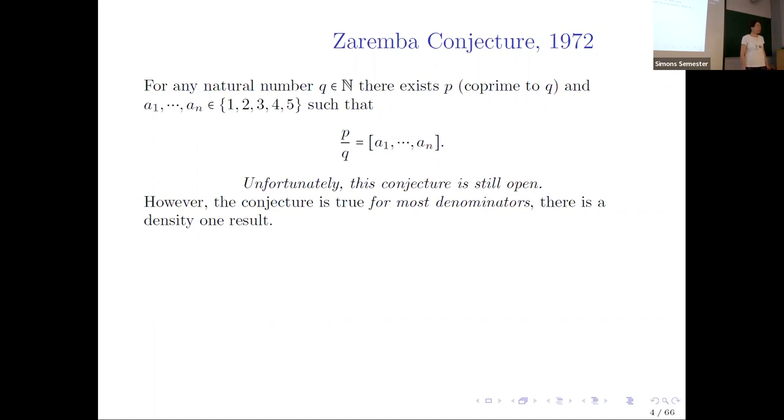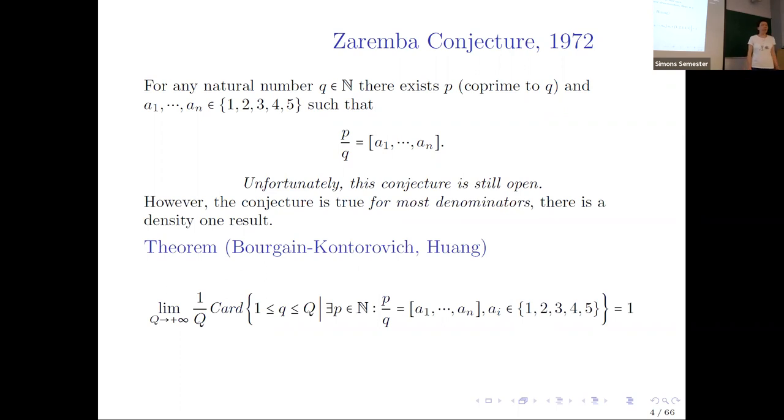While trying to attack the major problem, there were of course many simplifications, and one of them was particularly successful. They suggested that instead of trying to prove it for all numbers, you can try to prove it for almost all. This type of result is called a density one result. It says that the proportion of the numbers between 1 and q, so that the continued fraction has only digits from 1 to 5, is actually tending to 1 as q tends to infinity. And this density one result actually does hold true.